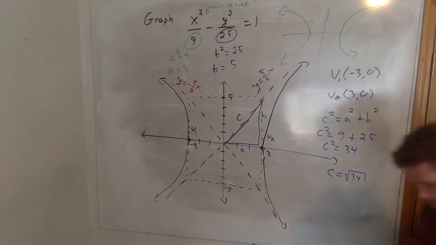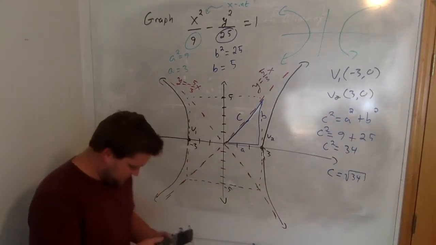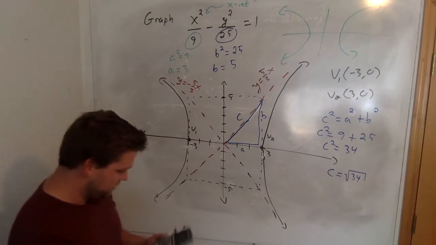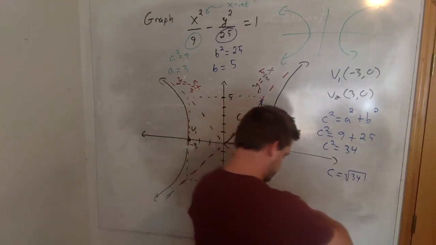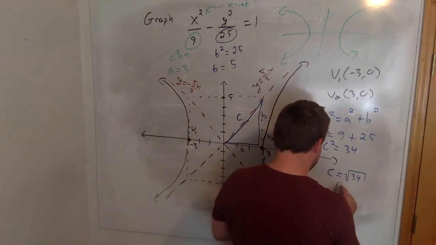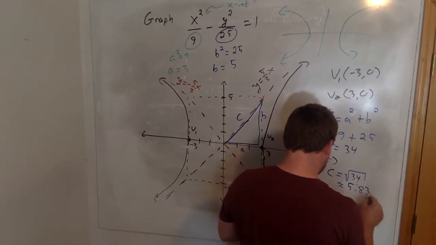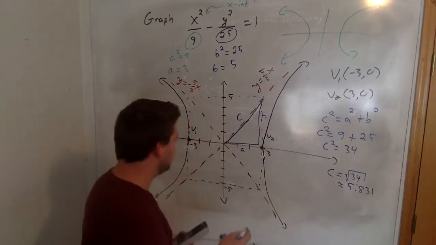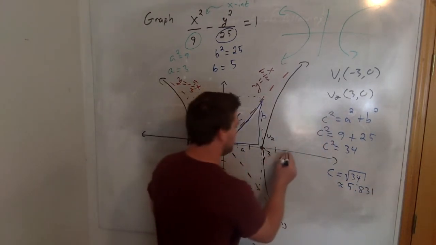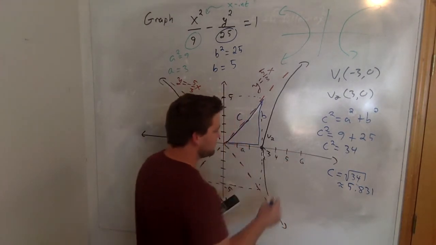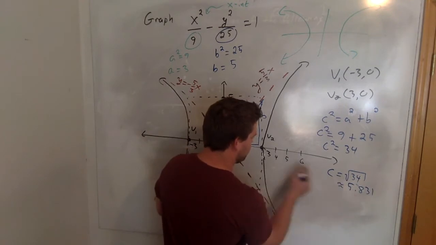Grab my calculator. The square root of 34 is roughly 5.8. Say 3, 1. So this is 3, 4, 5, 6. So here's 6, here's 5, here's 4. So one of the foci will be relatively 5.8.